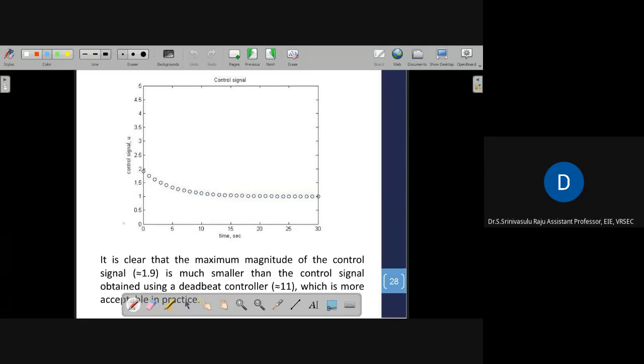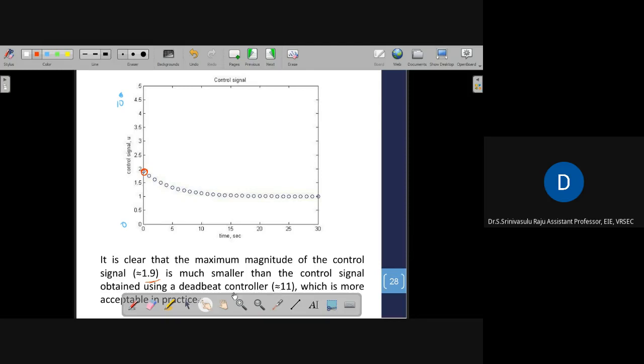In the case of deadbeat, you have 0 and you have 11, 10. So here we have the signal, the control signal at initial value. But here you can see the maximum magnitude of the controller at n equal to 0 is about 1.9. You can see drastically how much it has been reduced. It's much smaller than the control signal we obtained with the deadbeat controller, where we have the value 11.